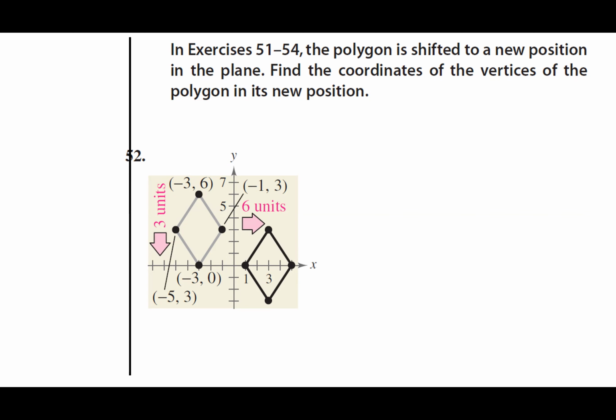So here it is. There's a diamond shape right here. And we are going to move this guy from the gray one to the black outline here. So we are given the coordinates of the gray figure. We just need to figure out what the coordinates of the black figure are at that point. Quick little review of transformations here.